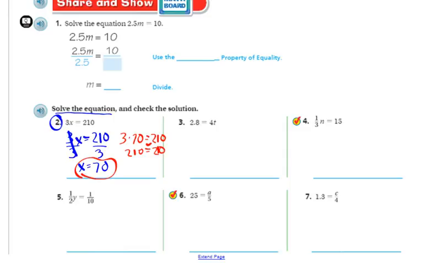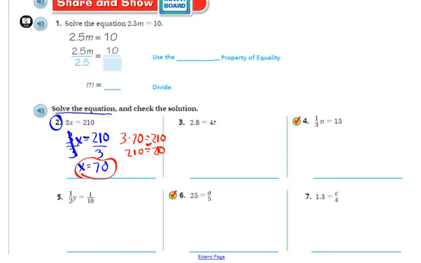All right, you're going to notice that I rewrote my equation and divided both sides by 3, because I saw 3 times x, so I divide by 3 on both sides. I got x equals 70. I substituted that 70 back into my original equation to see if I could get my equation to balance out at 210, and I did. So that means I circled x equals 70.